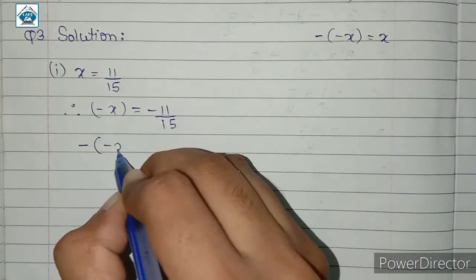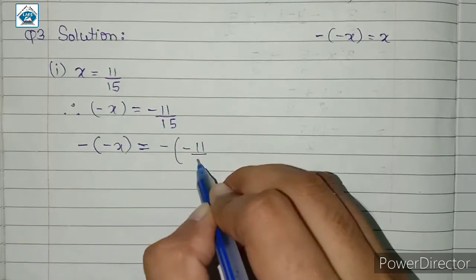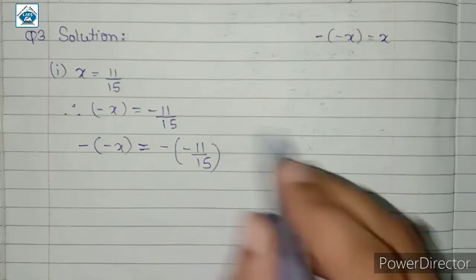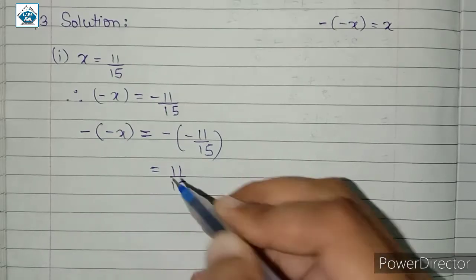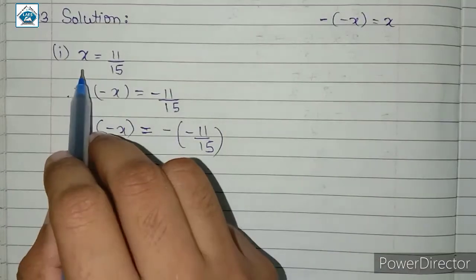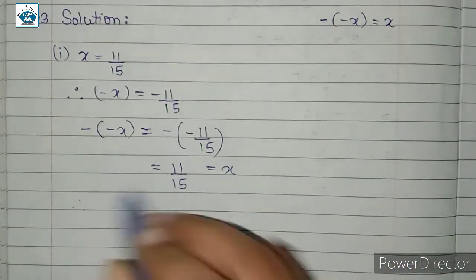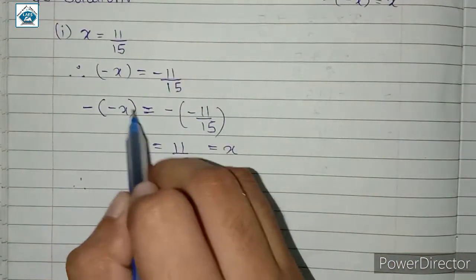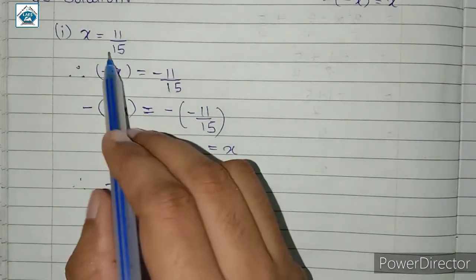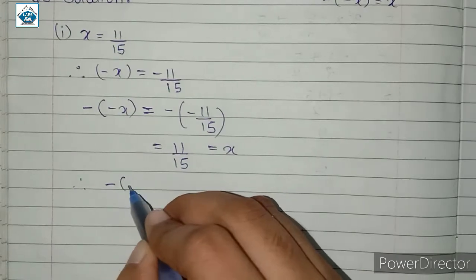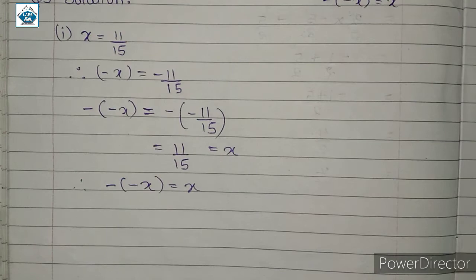So minus of minus x, it will be same as minus of minus 11 upon 15, and we know that minus into minus, it is plus. So here we have 11 upon 15. So what was this initially? It was x. So this is equal to x itself. Therefore we can say that we begin with minus of minus x, and what did we get? We got x. So for x is equal to 11 by 15, minus of minus x is equal to x itself.